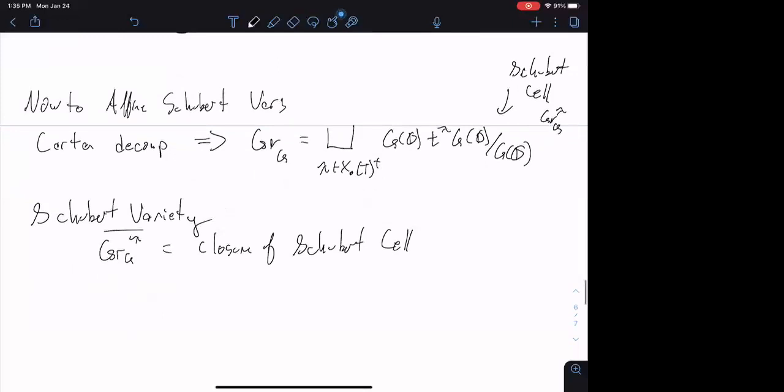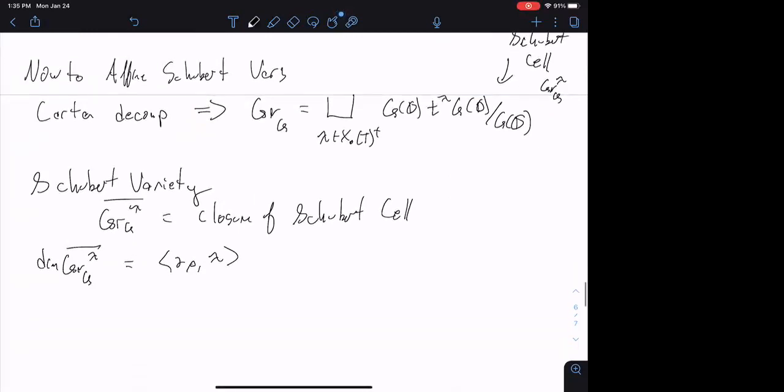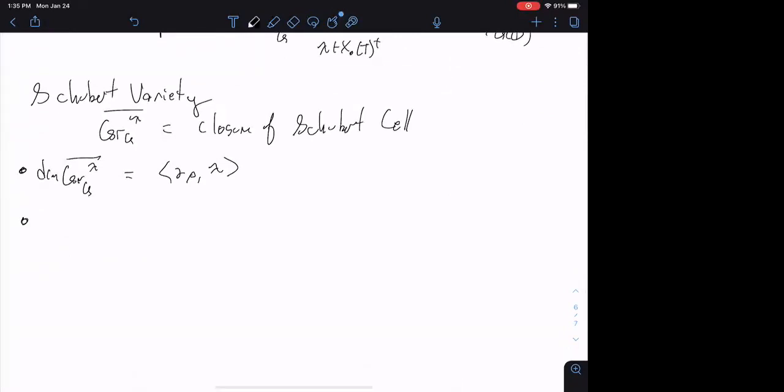So the geometry of these is very well understood. It's very combinatorial. So first of all, these have a stratification. So well, maybe first dimension. So the dimension of Gr_G lambda bar is equal to the pairing 2 rho on lambda. Remember, lambda is a coweight. We have a stratification, namely Gr_G lambda bar is equal to a disjoint union over all mu less than or equal to lambda, mu inside the dominant coweights, of Gr_G mu.